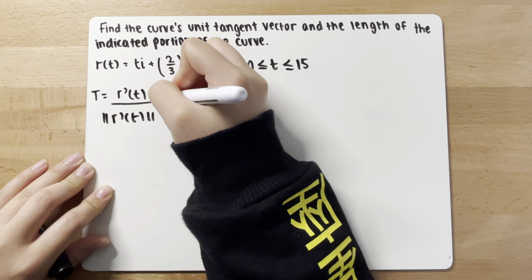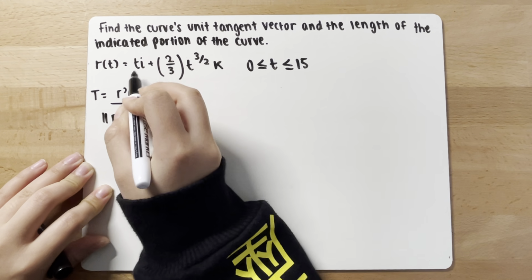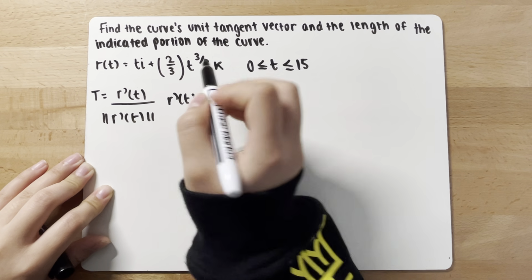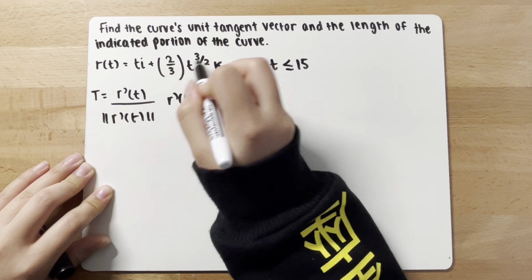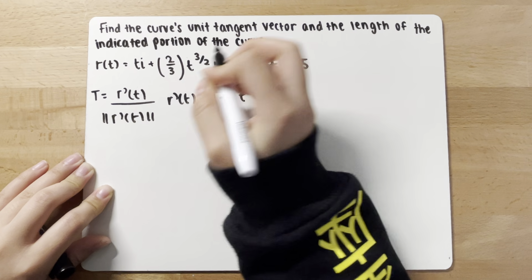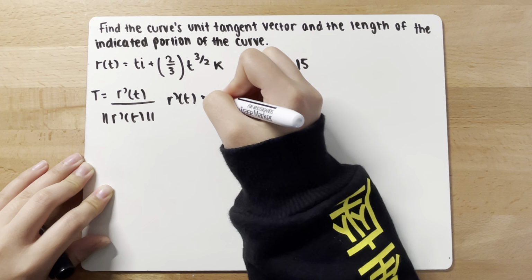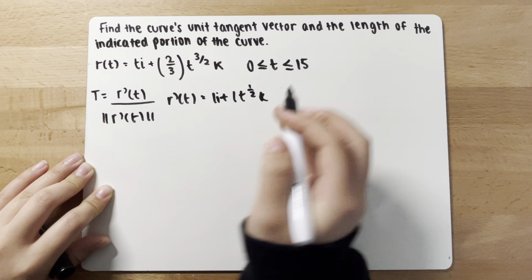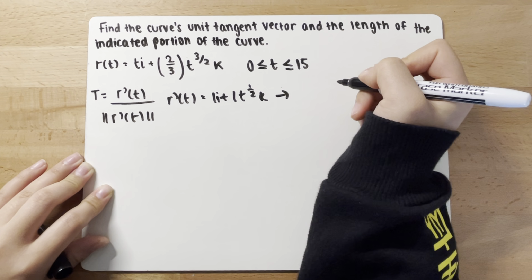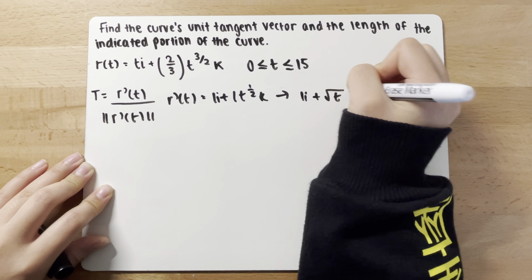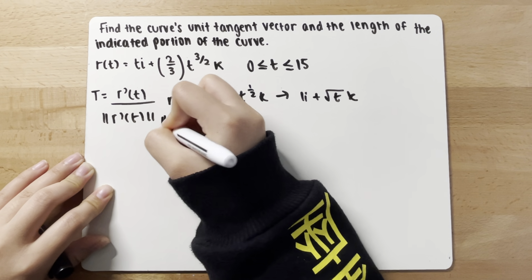So to find r prime of t, the derivative of t i is 1, plus the derivative of 2/3 t^(3/2). Multiply these two numbers together, you get 1 t. Subtract 1 from the exponent, you get 1/2. Don't forget to write your components. Now, next step, you can rewrite this as 1i plus square root of t k.